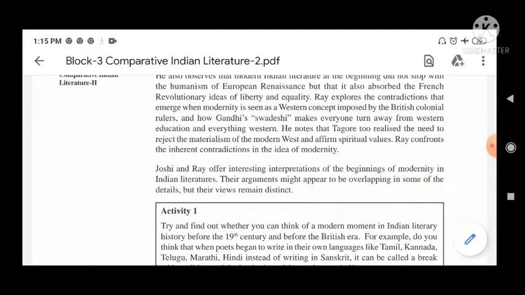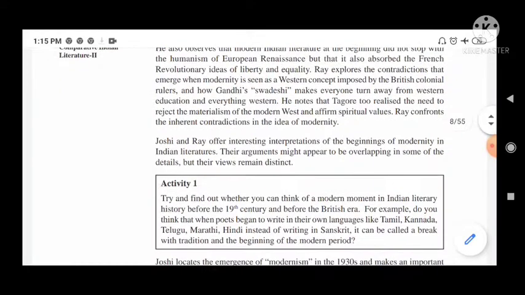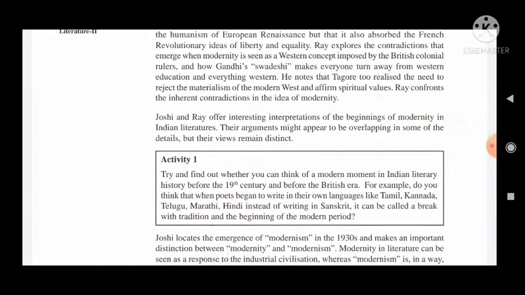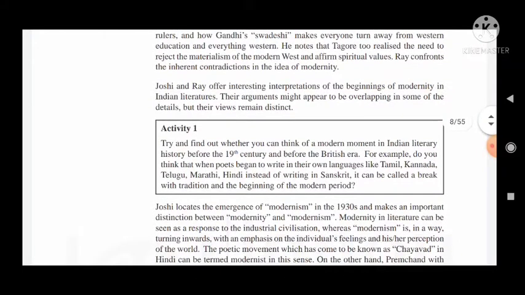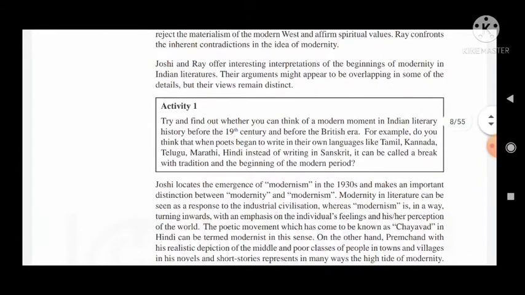He notes that Tagore realized the need to reject the materialism of the modern West and affirm spiritual values. Ray confronts the inherent contradictions in the idea of modernity. Joshi and Ray offer interesting interpretations of the beginnings of modernity in Indian literatures.